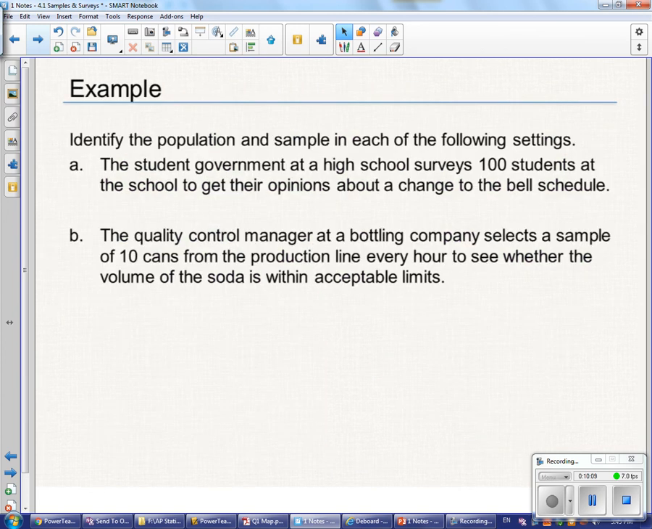Okay, so in this example, you have two situations, and you're asked to identify the population and the sample in each. I'd like you to pause the video and write down the population for each situation as well as the sample. And be as specific as possible when you're defining the population.